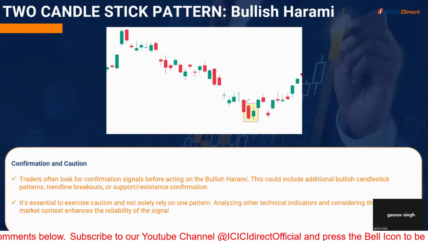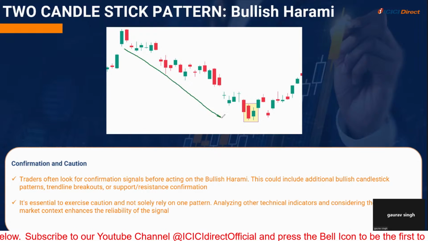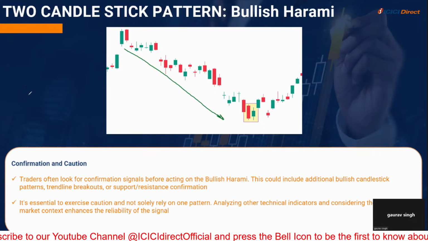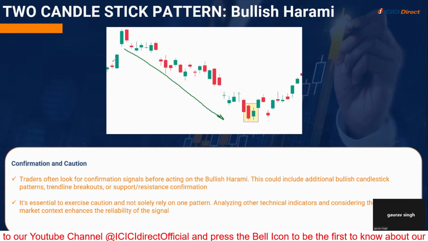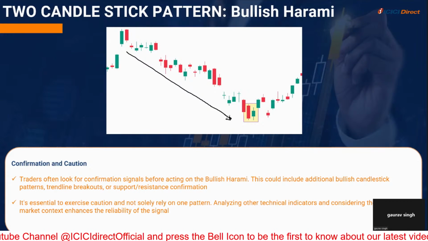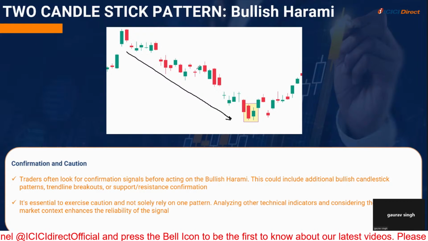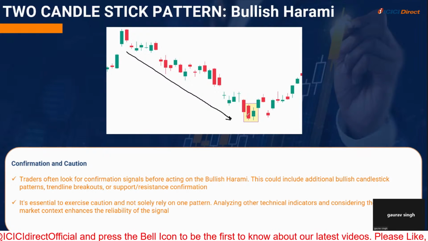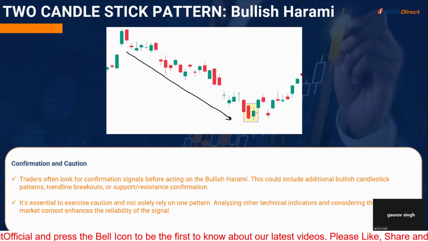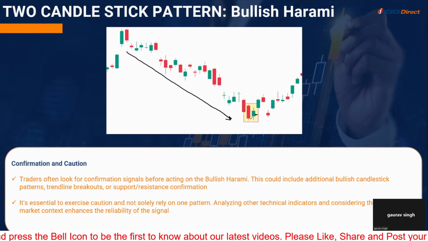Okay, so we'll repeat the condition. We should have a significant downtrend. Can I say this is a significant downtrend? I'll just change my pen color. Yeah, this is a significant downtrend, right? There are multiple candles which are indicating lower lows and lower highs. We saw a red candle. Now see, there's a big red candle here, and the open of this candle is higher than the close of the previous candle.